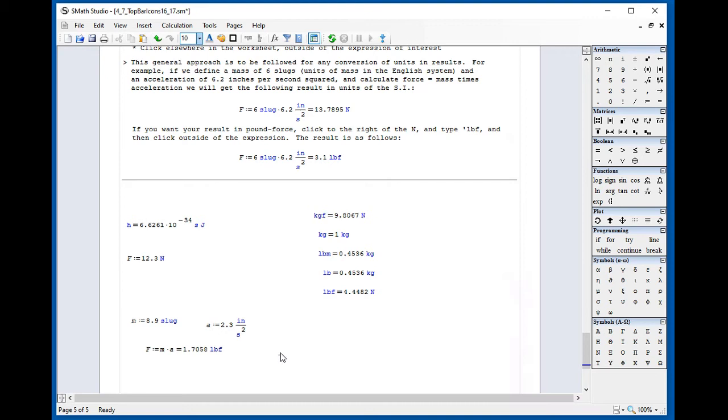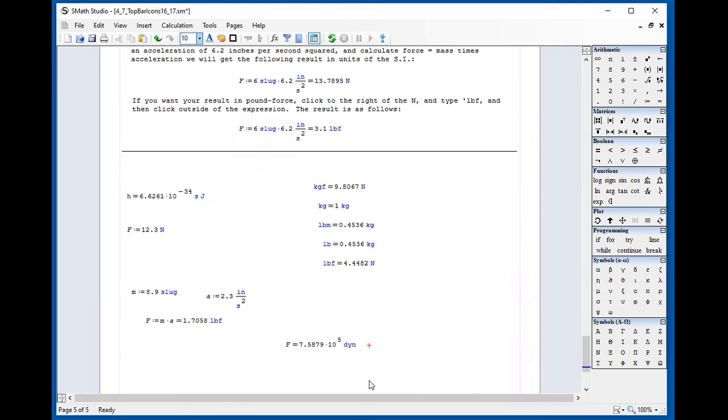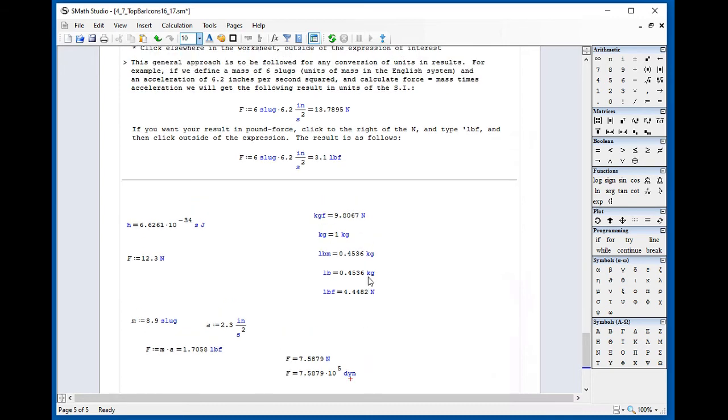For example, if you type F equal, it'll give you back your force in newtons. Click on the placeholder and type "DYN". That's a dyne. A dyne is a metric unit of force, which is very small, and so it tells you that the force that originally we found to be 7.58 newtons is 7.58 times 10 to the 5 dynes. That's because 1 newton is 10 to the 5 dynes. And so you can change the units by clicking on that placeholder in any result and replacing it.